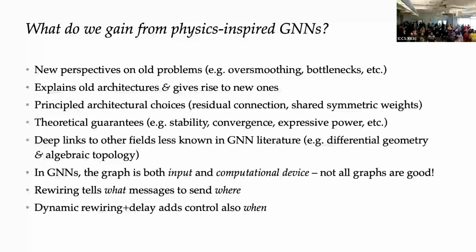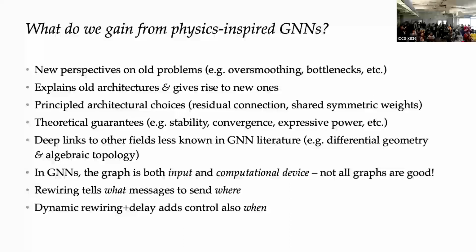So I know that I'm at time, so let me summarize. I think this physical viewpoint offers a new perspective on problems like oversmoothing, oversquashing, and bottlenecks. It allows us to explain old architectures, but also to derive new ones, and probably more importantly, in existing architectures like convolutional architectures, which is a very vast category, it allows us to make principled architectural choices. For example, whether you use a residual connection, whether you share weights across layers, whether you make them symmetric.